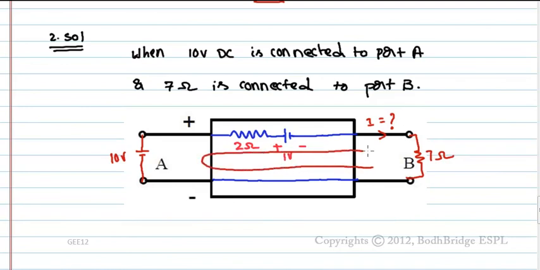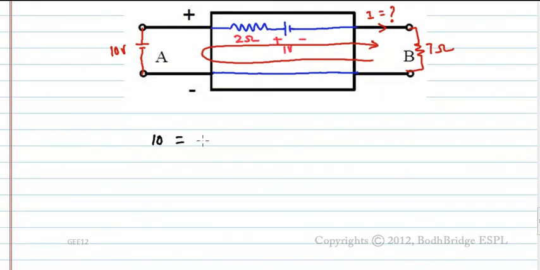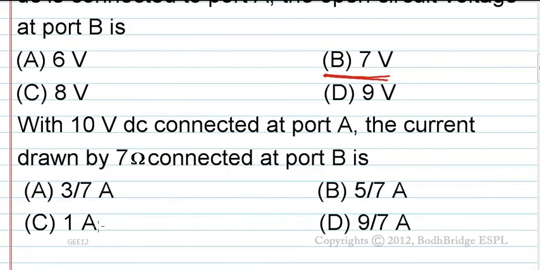Apply KVL to this loop. 10 equals 2 into I plus 1 plus 7 into I. I equals 9 by 9, that equals 1 ampere. So the answer is option C, 1 ampere.